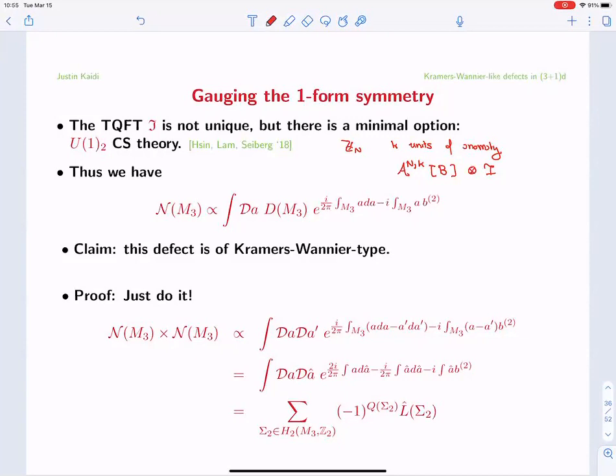Do Kramers-Wannier type non-invertible defects always come from anomalies? Good question. So the basic answer is no. This is some work in progress, but basically the answer is no. But in this Z2 case that I'm discussing, the answer is yes. So this is one of the simplifying features of Z2. Okay, thank you.